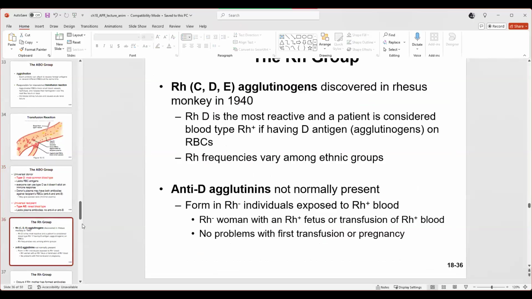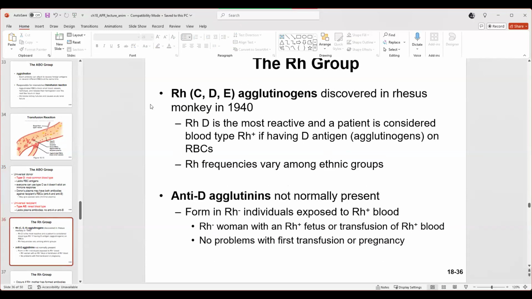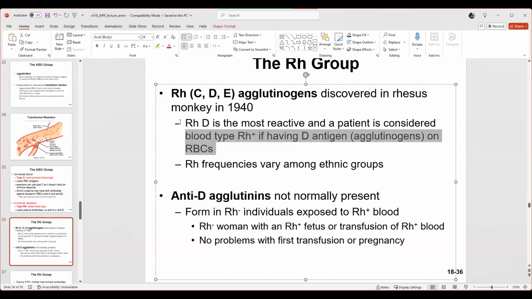Right, RH is a positive or negative. RHD is the most reactive, and a patient's considered RH positive if the D antigen is found on the red blood cell. So the positive, when we talk about A positive, is this: the D agglutinogen or protein.